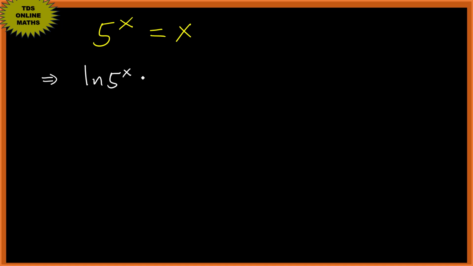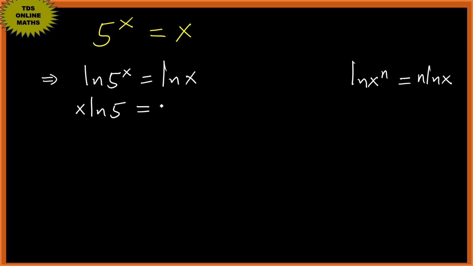So we have natural log of x, natural log of 5 raised to x. Now when you are given natural log of something raised to a power, it is the same as the power times the natural log of that. So we have x times natural log of 5 equals natural log of x.